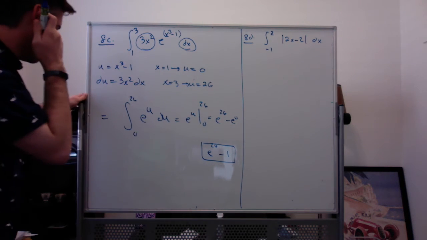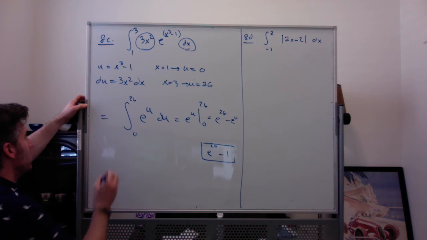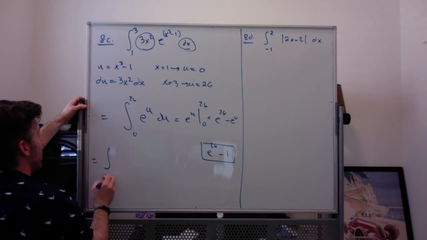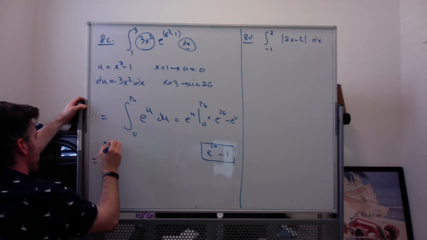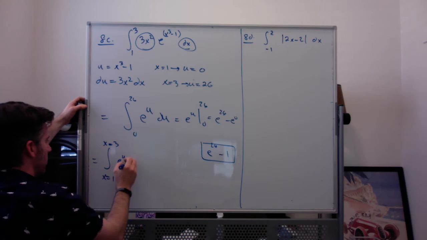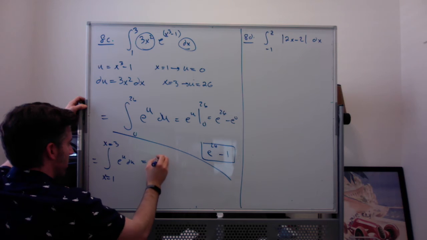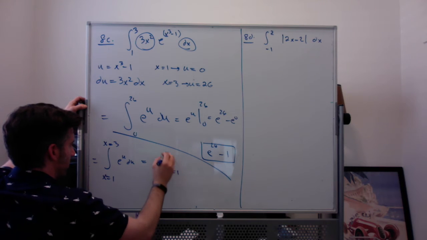But I'll also point out you can do this without changing limits of integration. You can instead say, oh, I don't want to do that. I'm going to do the integral, and I'm going to leave those as x equal to 1 and x equal to 3 of e to the u du. And then I'm going to get e to the u from x equals 1 to x equals 3.